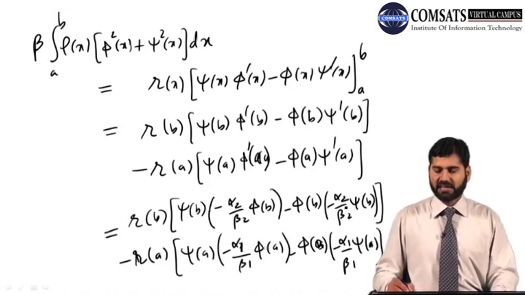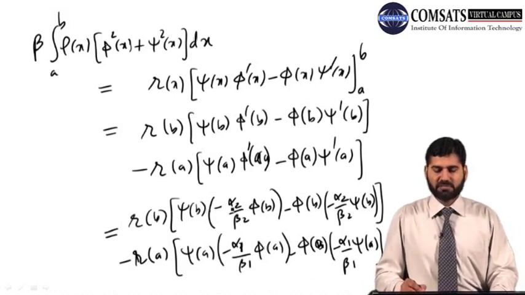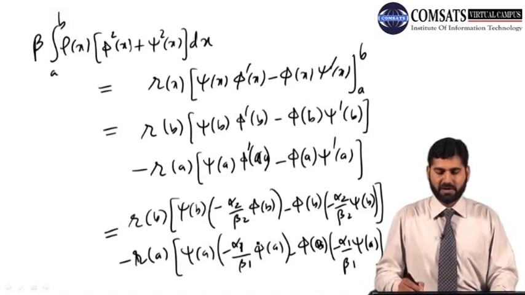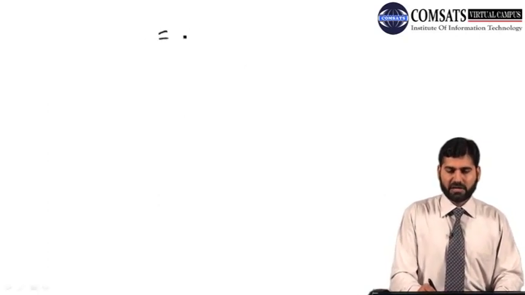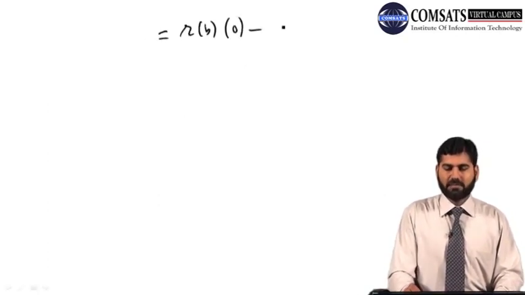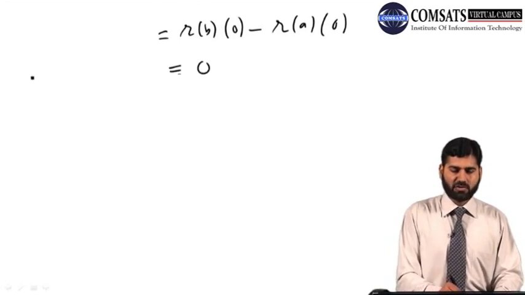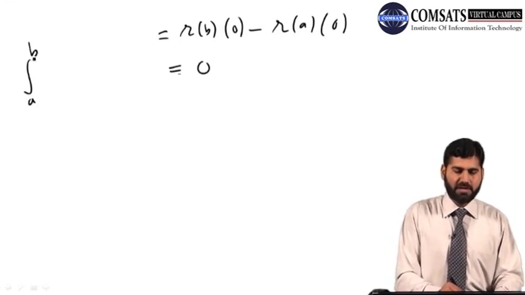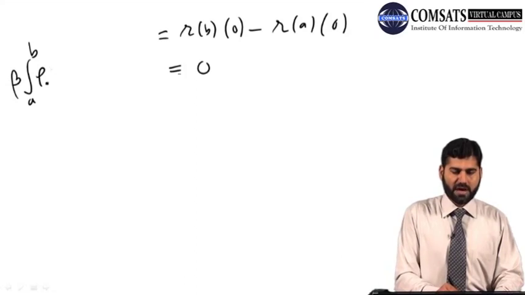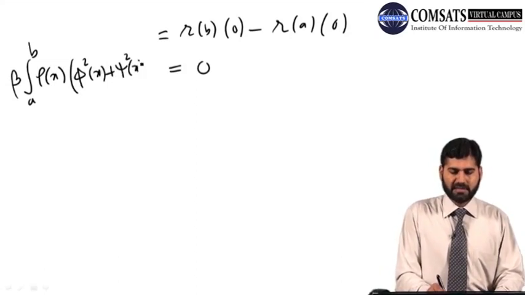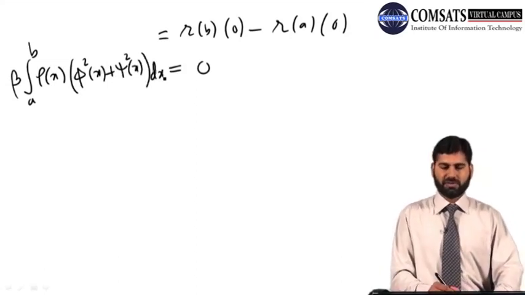So again you see now they are cancelled, plus alpha 2 by beta 2 phi(b) psi(b) minus alpha 2 by beta 2 psi(b) phi(b), so you get r(b) times 0 minus r(a) times 0. So it's again the very same thing which we have done in the last proposition, so this comes out to be 0. So I got the integral from a to b of rho(x) times phi squared(x) plus psi squared(x) dx is equal to 0.